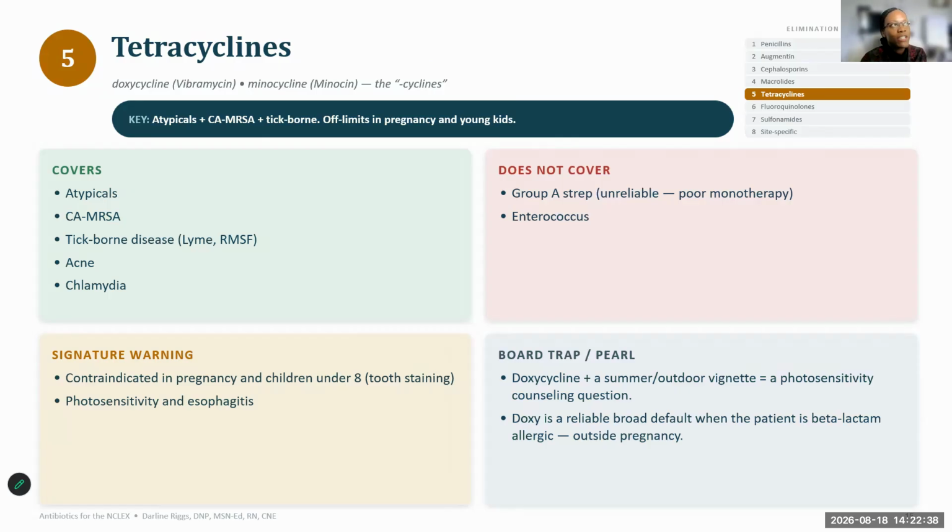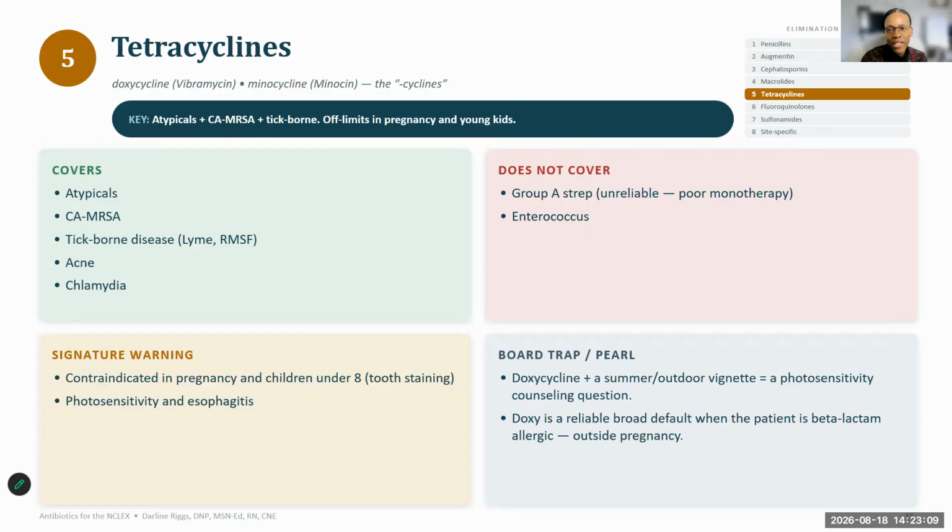Number 5, tetracyclines. That's your doxycyclines. Those are easy in terms of identifying them because they end in cycline. They cover the atypicals, the community-acquired methicillin-resistant Staphylococcus aureus, MRSA. They cover your Lyme and even your acne, your chlamydia, wide range, right? They don't cover strep A. So if there's no purulence, this is not the drug. Okay.